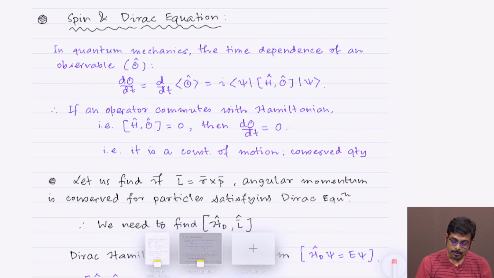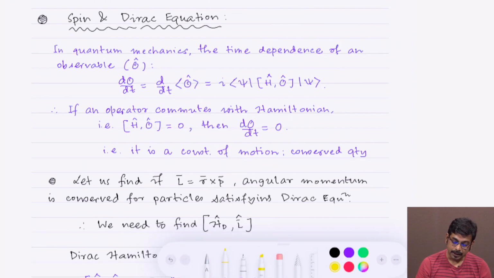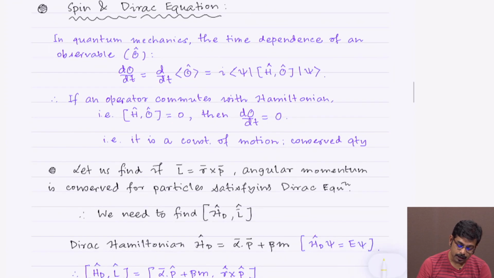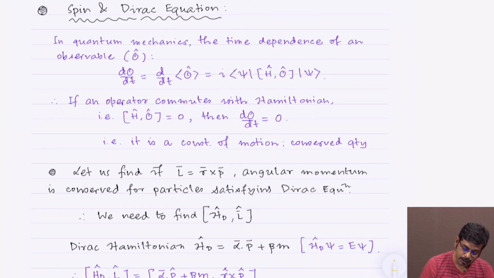So, in quantum mechanics, we all know that the time dependence of an observable is given by this equation: dO/dt, which is also the expectation of that observable O with respect to time, and that will be i times the expectation of the commutator of the Hamiltonian with the observable, with respect to your wave function. So, this is how you can write the time dependence of an observable.